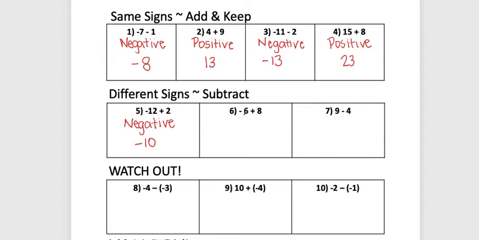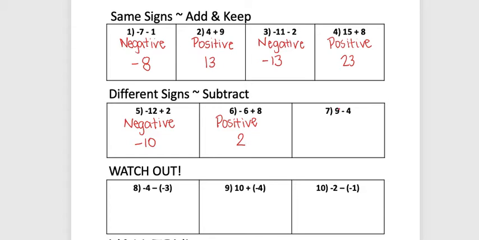Now let's move on to question 6. We have -6 plus 8. Well, we're going to take the sign of the bigger number. The bigger number is 8, and it is positive. So my answer is going to be positive. And again, when we have different signs, we subtract. So 8 minus 6 is 2. And again, the bigger number was 8, and it is positive, so our answer is +2.